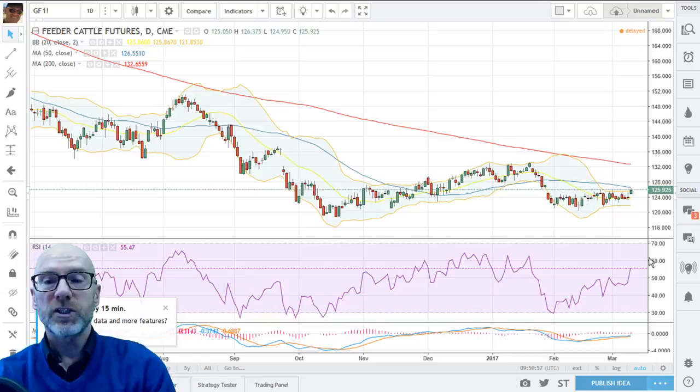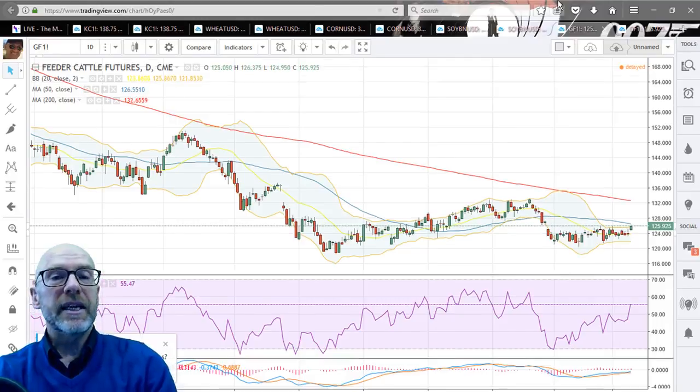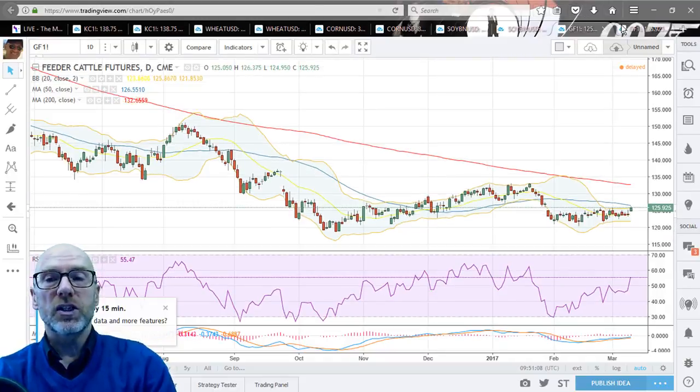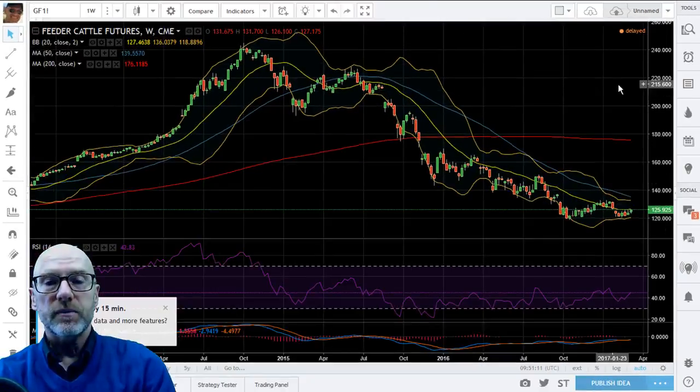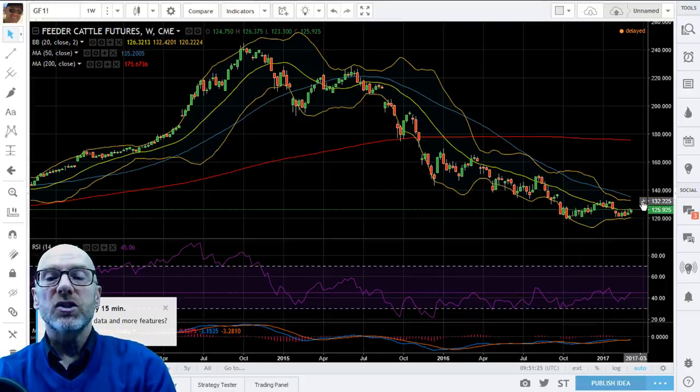Got immediate resistance from the 50-day moving average at 126.55. It looks different on the longer term chart though. If you look at the weekly, you can see this continual pattern of a bear market: bear flag, drop, flag, drop, flag, drop, flag, drop. So this just looks like another flag in the bear trend.